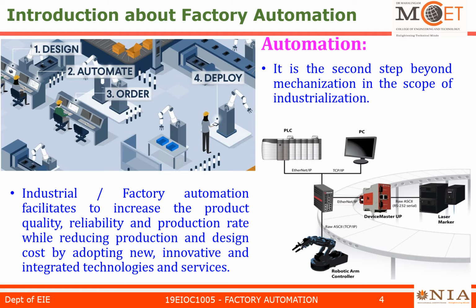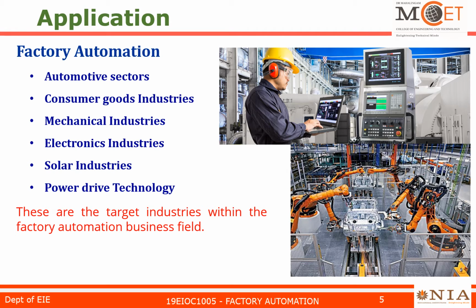Industrial or factory automation facilitates increasing product quality, reliability and production rate while reducing production and design cost by adopting new innovative and integrated technologies and services. Applications: the factory automation sectors, especially automotive sectors, consumer goods industries, mechanical industries, electrical and electronics industries, solar industries, power drive technologies, and so on. These are the target industries within the factory automation business field.